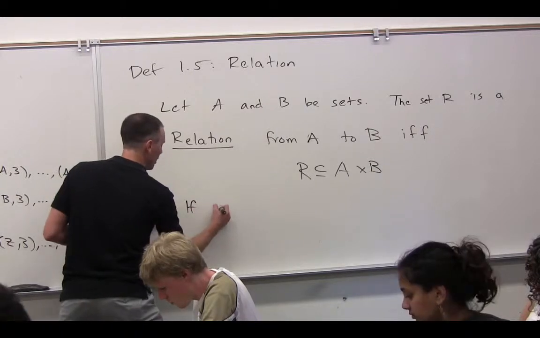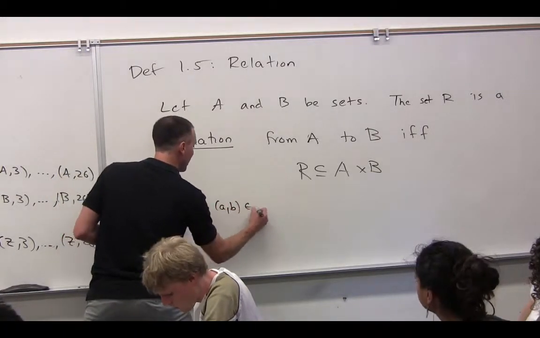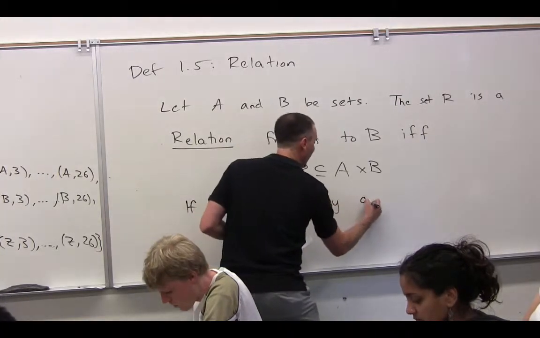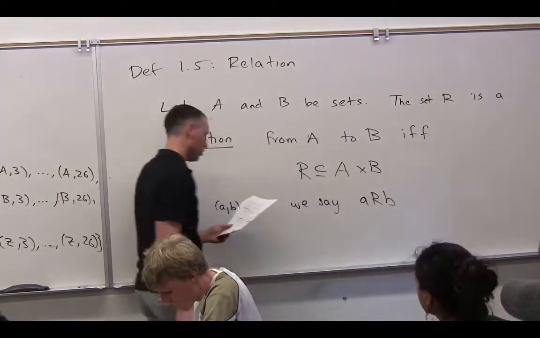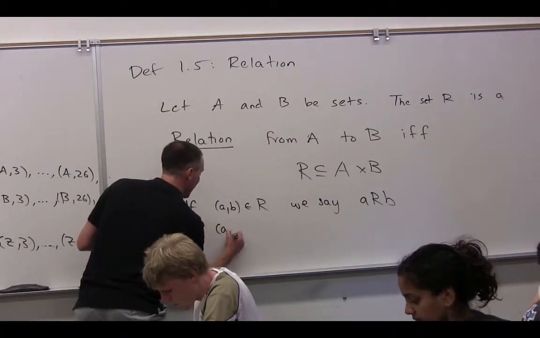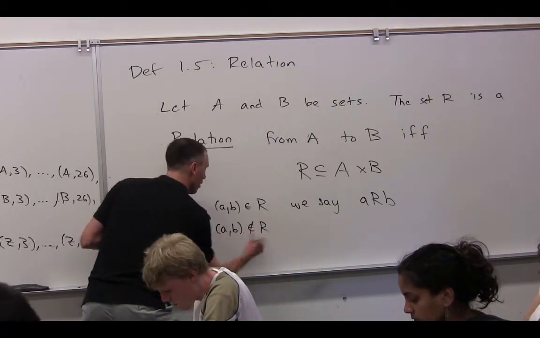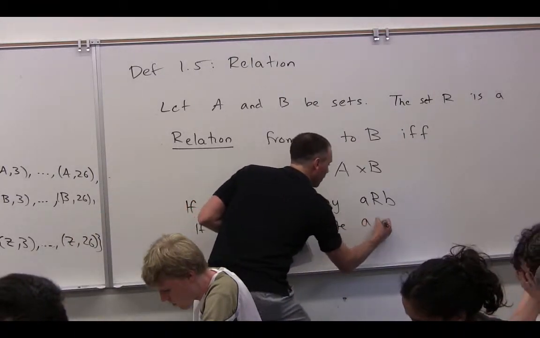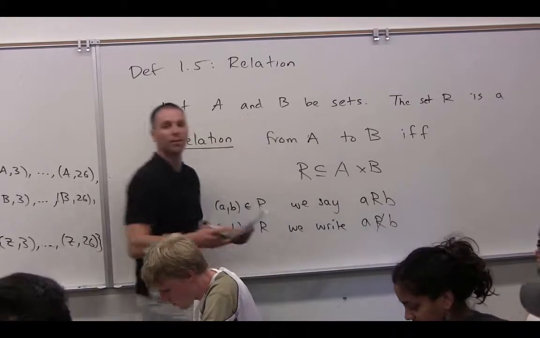Yeah, so there's some notation. If (a, b) is an element of R for a relation, we write a is related to b under this relation. And then could you guess what we say if (a, b) is not an element of R? How would we write that? Okay.